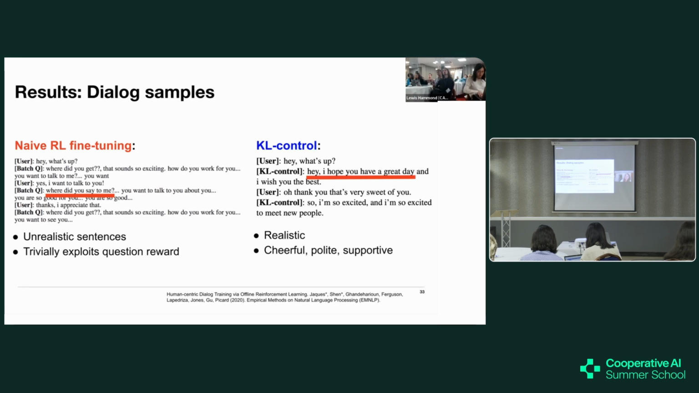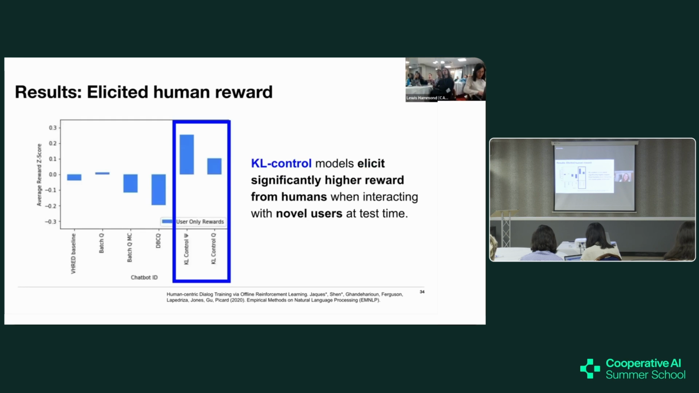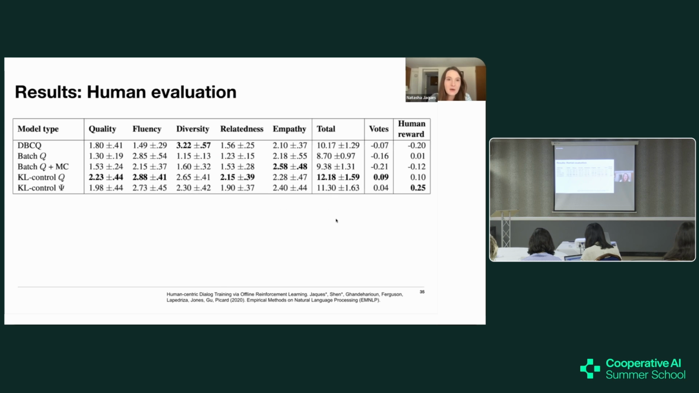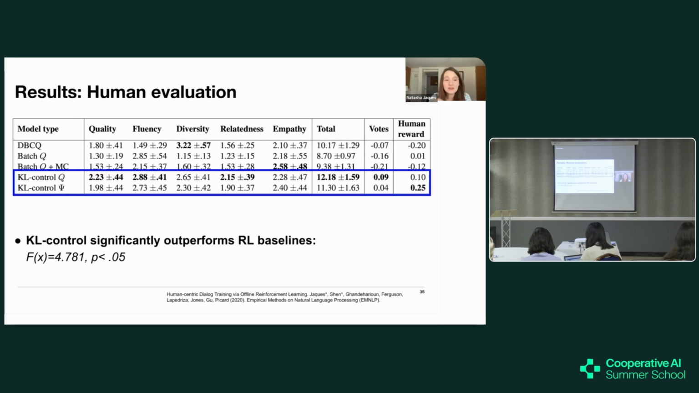Great. So how does this actually work when we evaluate it with real humans? So we put the models back online. We had a new set of humans interacting with them. And we wanted to test if they're able to elicit higher reward from humans. And we see that, yes, the KL control models are eliciting much more reward, as we would expect. We had the humans do an evaluation where they rated the models on the quality, diversity, whatever. And we see that the KL control models do significantly outperform the other RL and offline RL baselines.